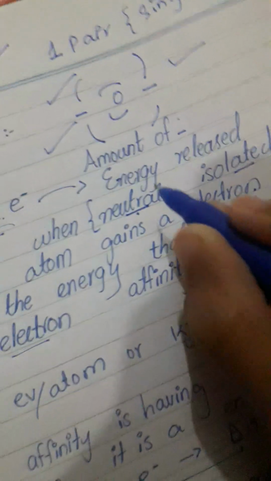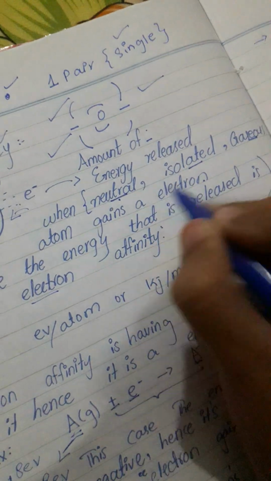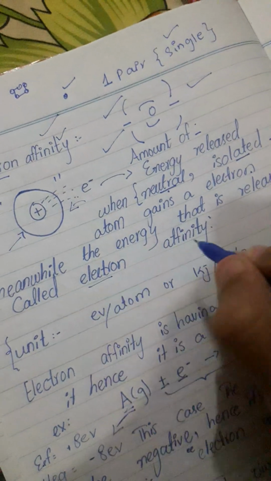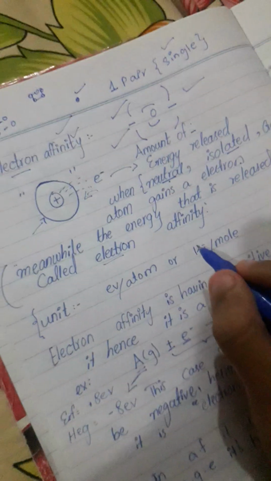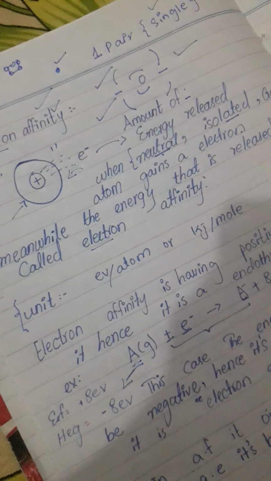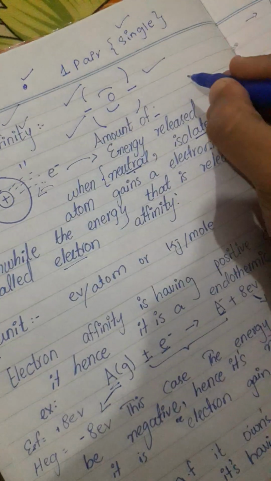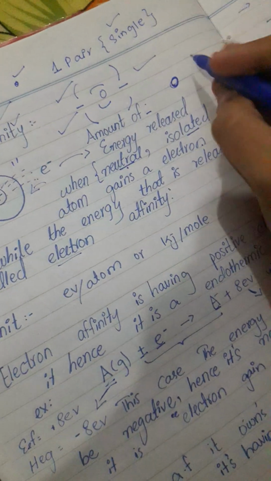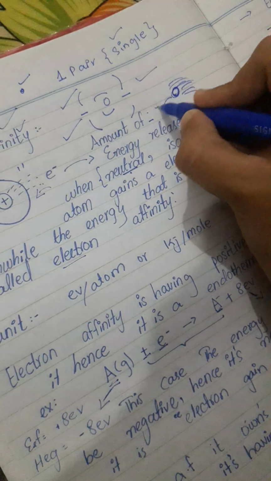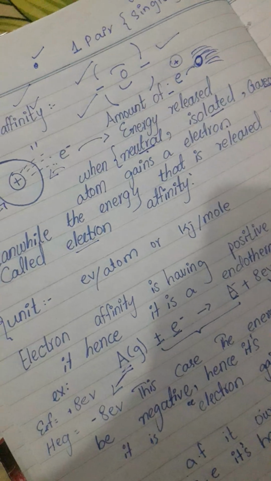In simple words, electron affinity is the amount of energy released when a neutral, isolated, gaseous atom gains an electron. Meanwhile, the energy that is released is called electron affinity. In simple words, it is the amount of a specific energy that is released when an electron joins an atom.